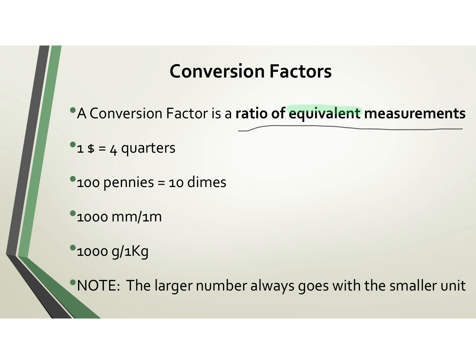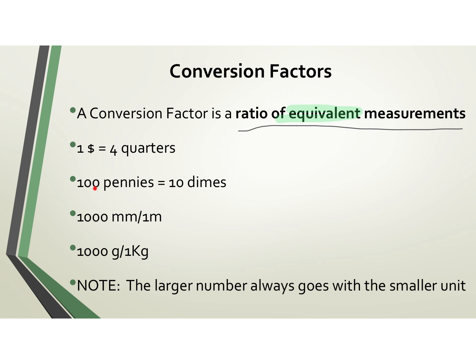And the key word for the conversion factor is equivalent. What does the word equivalent mean? The same or equal. So whenever you use a conversion factor, they have to be equal. So for example, $1 is equal to 4 quarters. So that's an example of a conversion factor. Does $1 and 4 quarters have the same monetary value? Yes. That's what we mean by they have to be equivalent.